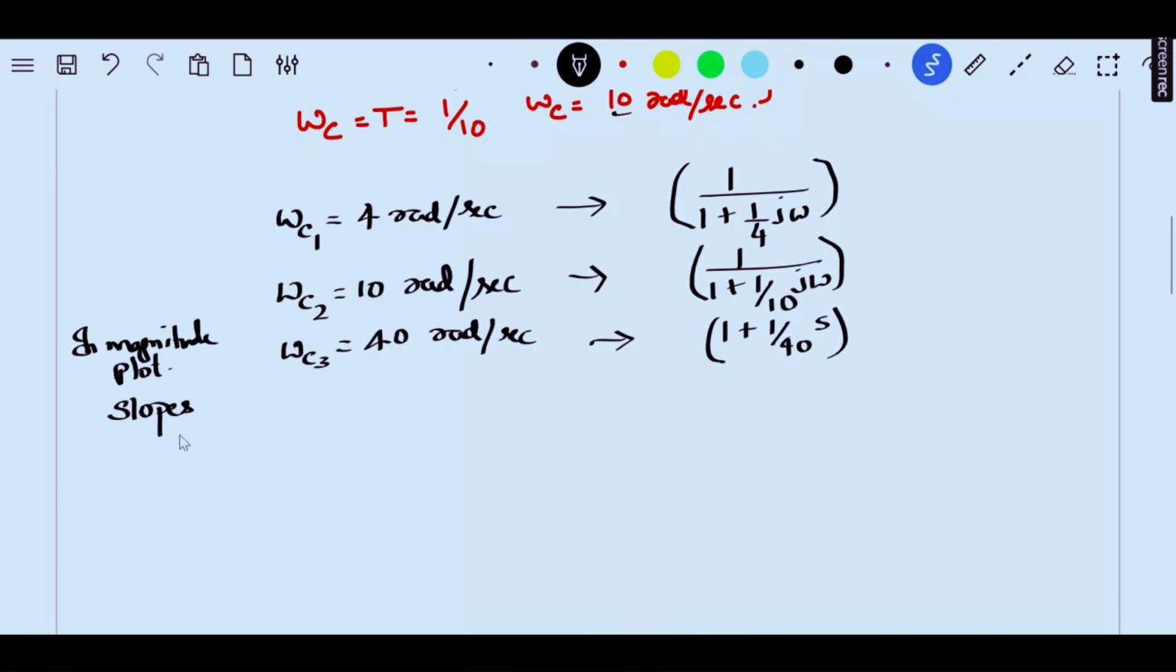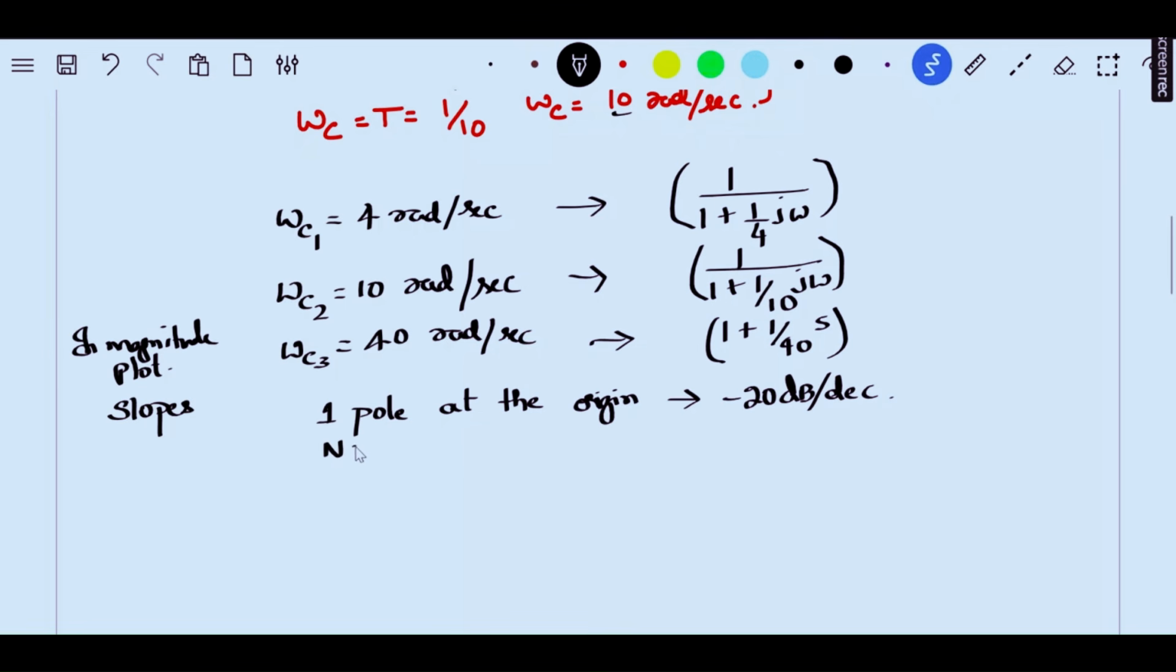Now, how the slopes are defined, that is what I am trying to tell you. If you have one pole at the origin in the question, then this will offer a slope of minus 20 dB per decade.